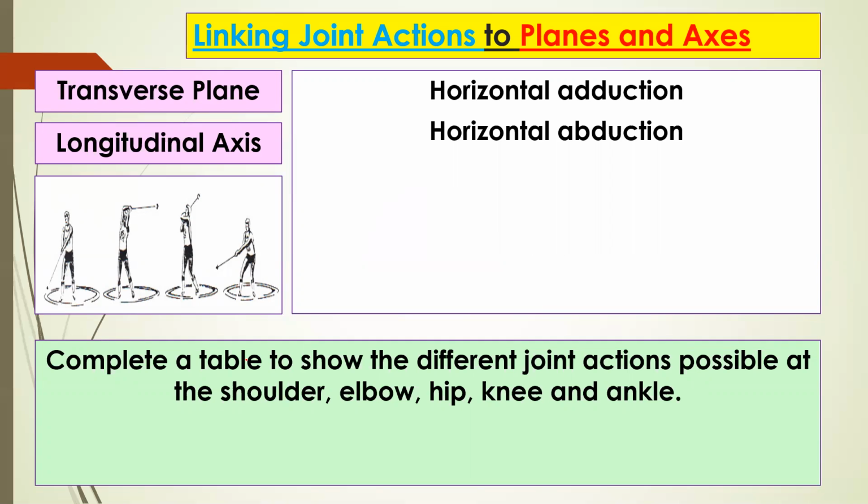So for instance, at the shoulder joint, which joint actions are possible there? Same thing for the elbow, the hip, the knee and the ankle. Give that a go. Pause the video, have a go at it and then pick it up again in a minute.